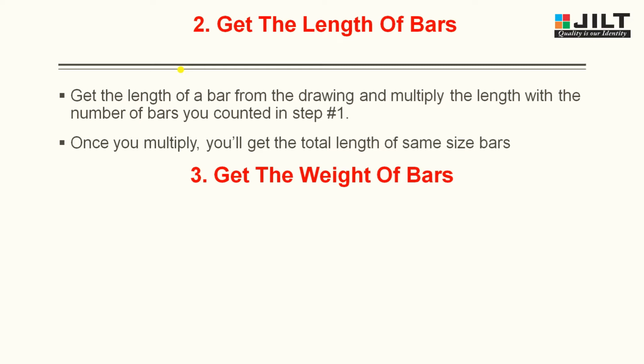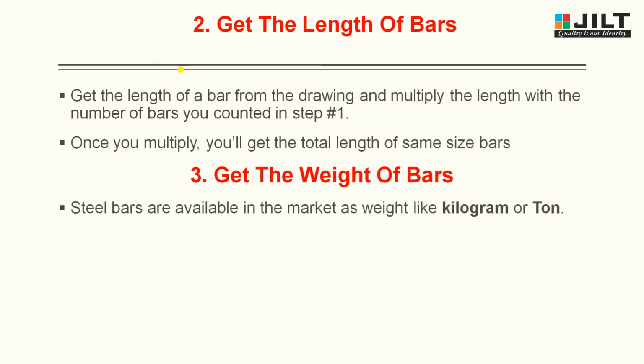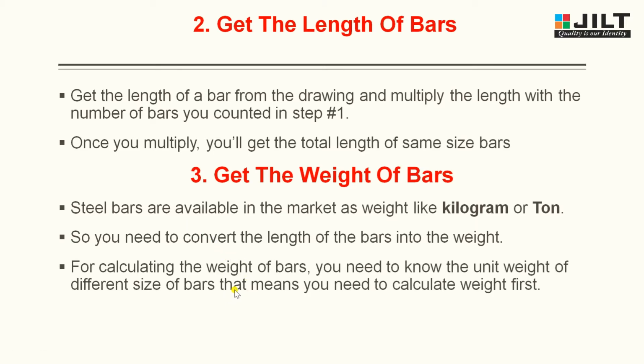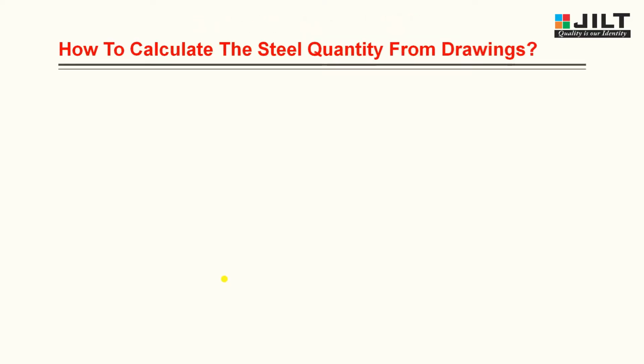And the last point is to get the weight of the bar. Steel bars are available in the market by weight, like kilogram or ton, so you need to convert the length of the bars into weight. For calculating the weight of bars, you need to know the unit weight of the different sizes of bars. The unit weight of different sizes of bars will be available. By remembering these things, we can calculate.